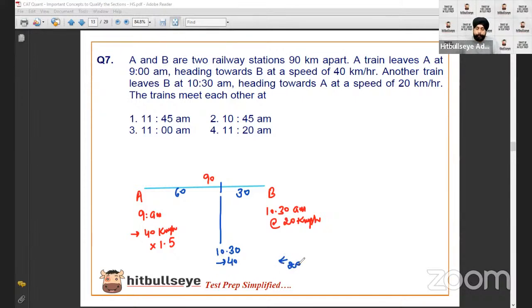So they are coming closer by 60 kilometer per hour. So if they have a gap of 30 kilometers between them at a speed of 60 kilometer an hour, they will take half an hour. It was already 10:30, people. So that means they will meet half an hour after 10:30. That is at 11. So at 11, they will be meeting. Answer is 11 a.m.